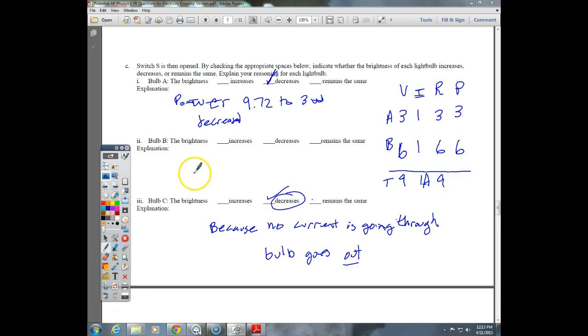They will understand that. For the next one, the brightness increases for bulb B because the power goes from 2.16 to 6 watts. So that power increases. And that is the end of this problem.